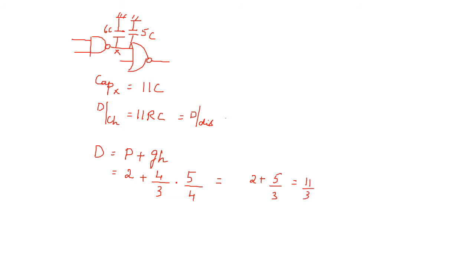As you can see, the delay that we calculated here, normalized with respect to the unit inverter, is nothing but 11 by 3. Therefore, we can calculate the normalized delay of any circuit or any point using this equation: the normalized delay D of a gate is equal to its parasitic delay plus the logical effort into the electrical effort.